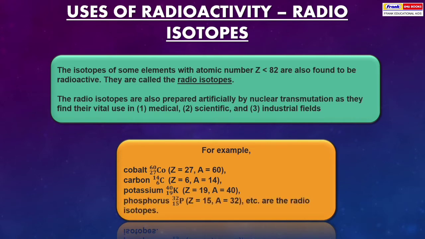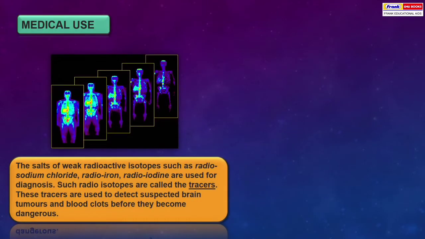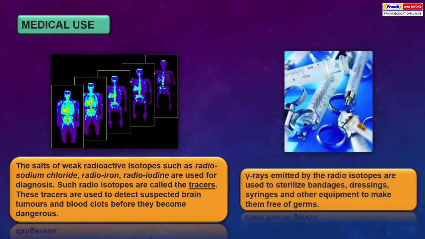are radioisotopes. Medical use. The salts of weak radioactive isotopes such as radiosodium chloride, radioiron, radioiodine are used for diagnosis. Such radioisotopes are called tracers. These tracers are used to detect suspected brain tumors and blood clots before they become dangerous. Gamma rays emitted by the radioisotopes are used to sterilize bandages, dressings, syringes, and other equipment to make them free of germs.